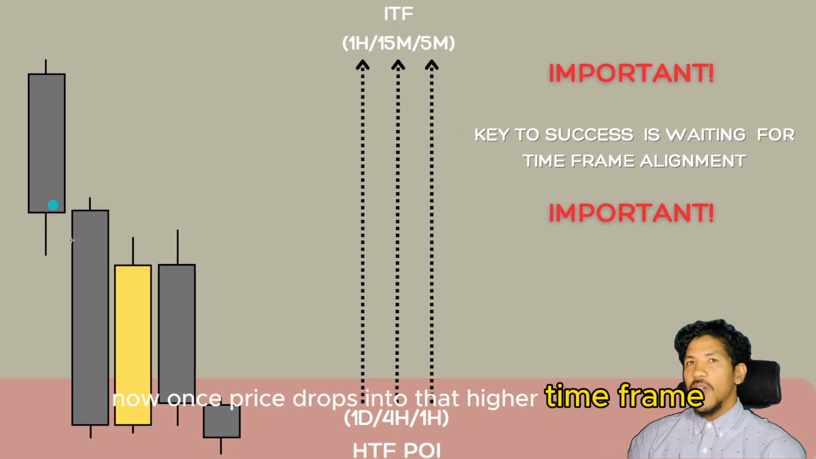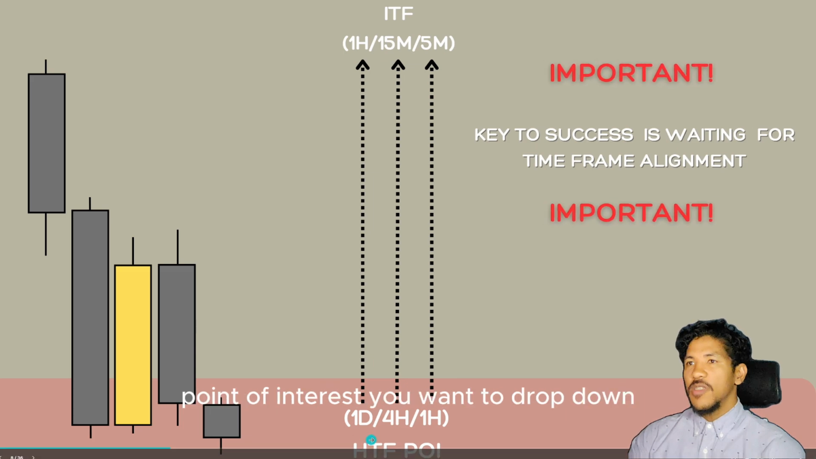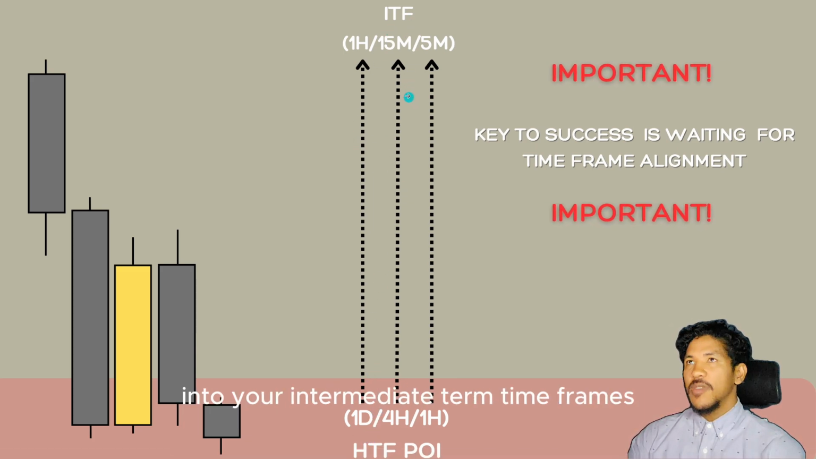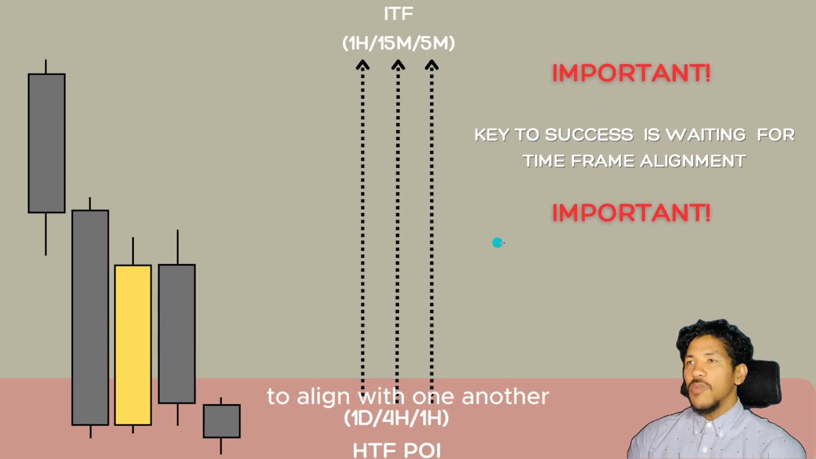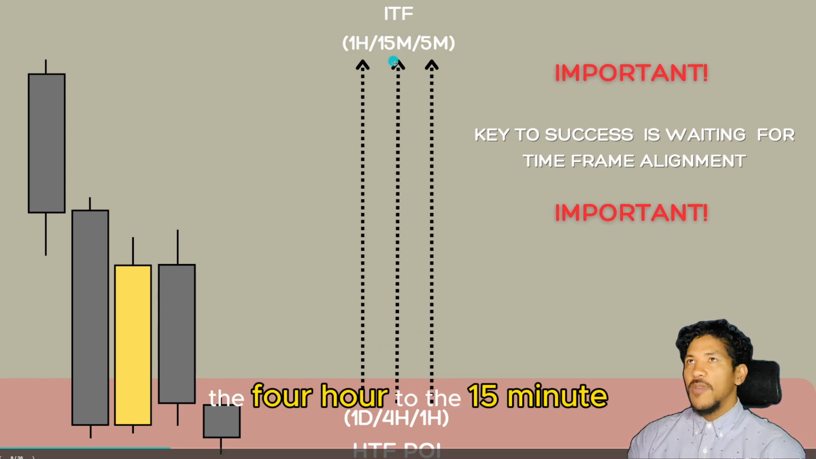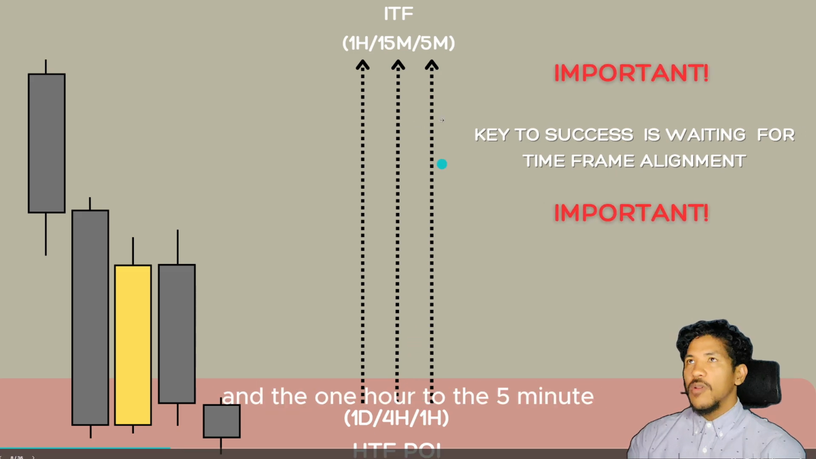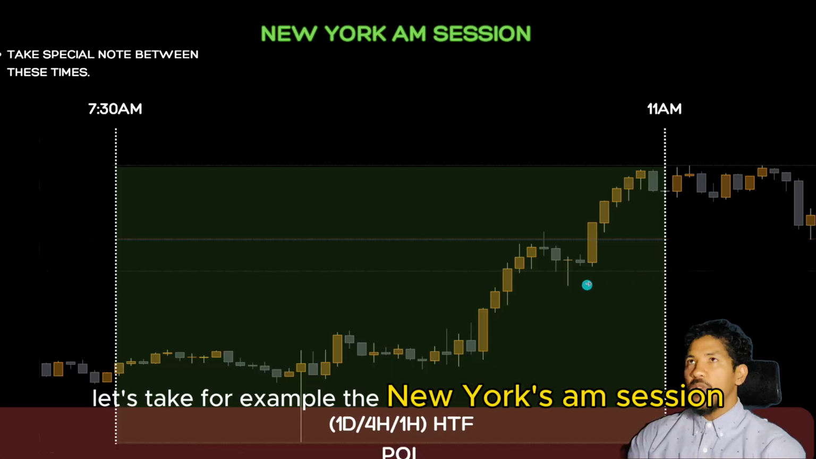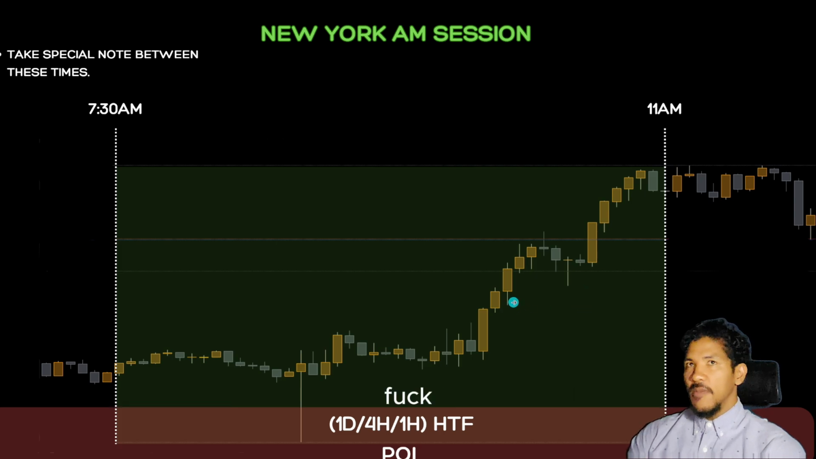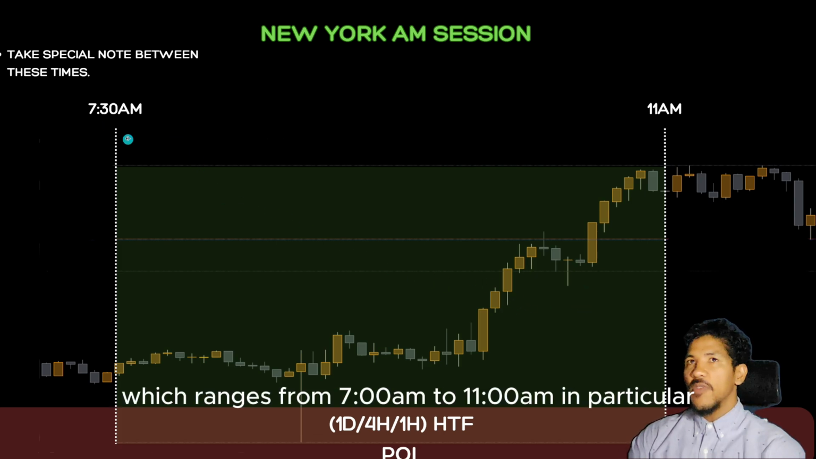Now, once price drops into that higher time frame point of interest, you want to drop down into your intermediate term time frames. Now, this is important. The key to your success is waiting for these time frame alignments to align with one another. The daily with the 1 hour, the 4 hour to the 15 minute, and the 1 hour to the 5 minute.